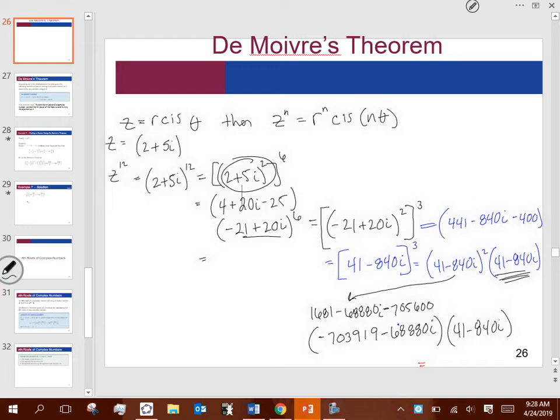So 2 plus 5i, I should have kept track of this as we went through. Squared, 4. Okay, so the 41 minus 840i, that is 2 plus 5i to the 4th. Does that make sense? The 703919 number minus 68880i, that would be then 2 plus 5i to the 8th. Does that make sense? Okay, so taking the 8th power times the 4th power, obviously, then that's the 12th power.